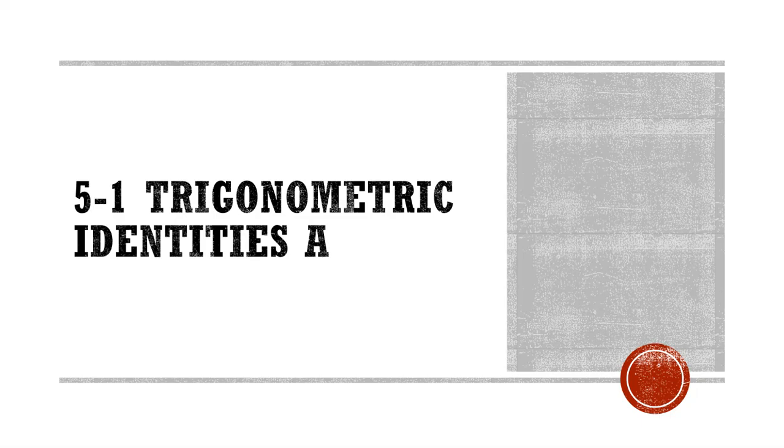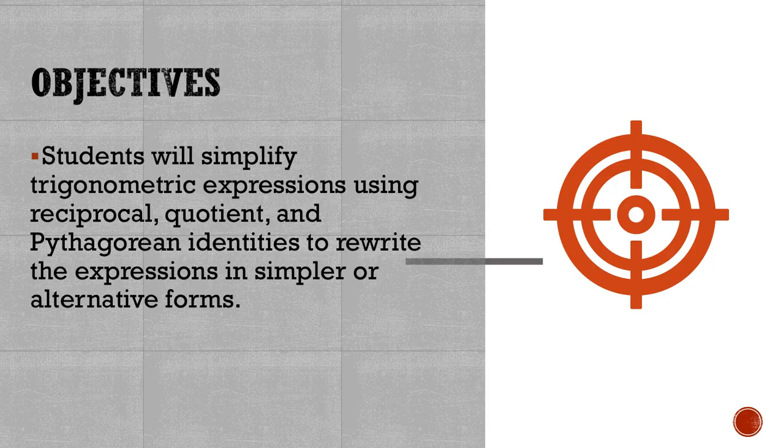Hello and welcome. This is Chapter 5, Section 1 on Trigonometric Identities, Part A. So our main goals today will be using reciprocal, quotient, and Pythagorean identities.